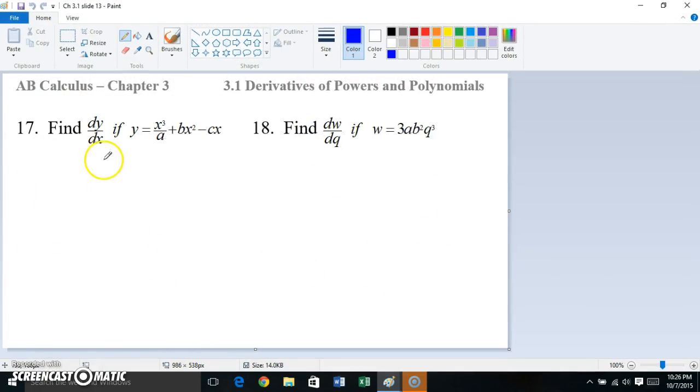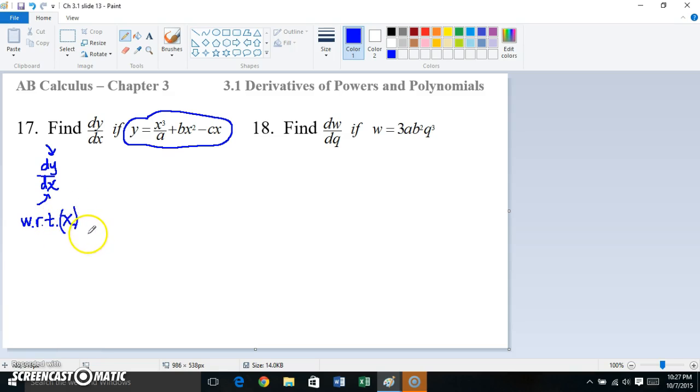Okay, last 2 examples. Sometimes you're given a function that has lots of different letters in it, and you need to know which is the variable we are taking the derivative with respect to. So this is why the notation dy dx is very helpful. It says we're taking the derivative of y with respect to x. So x is our variable.